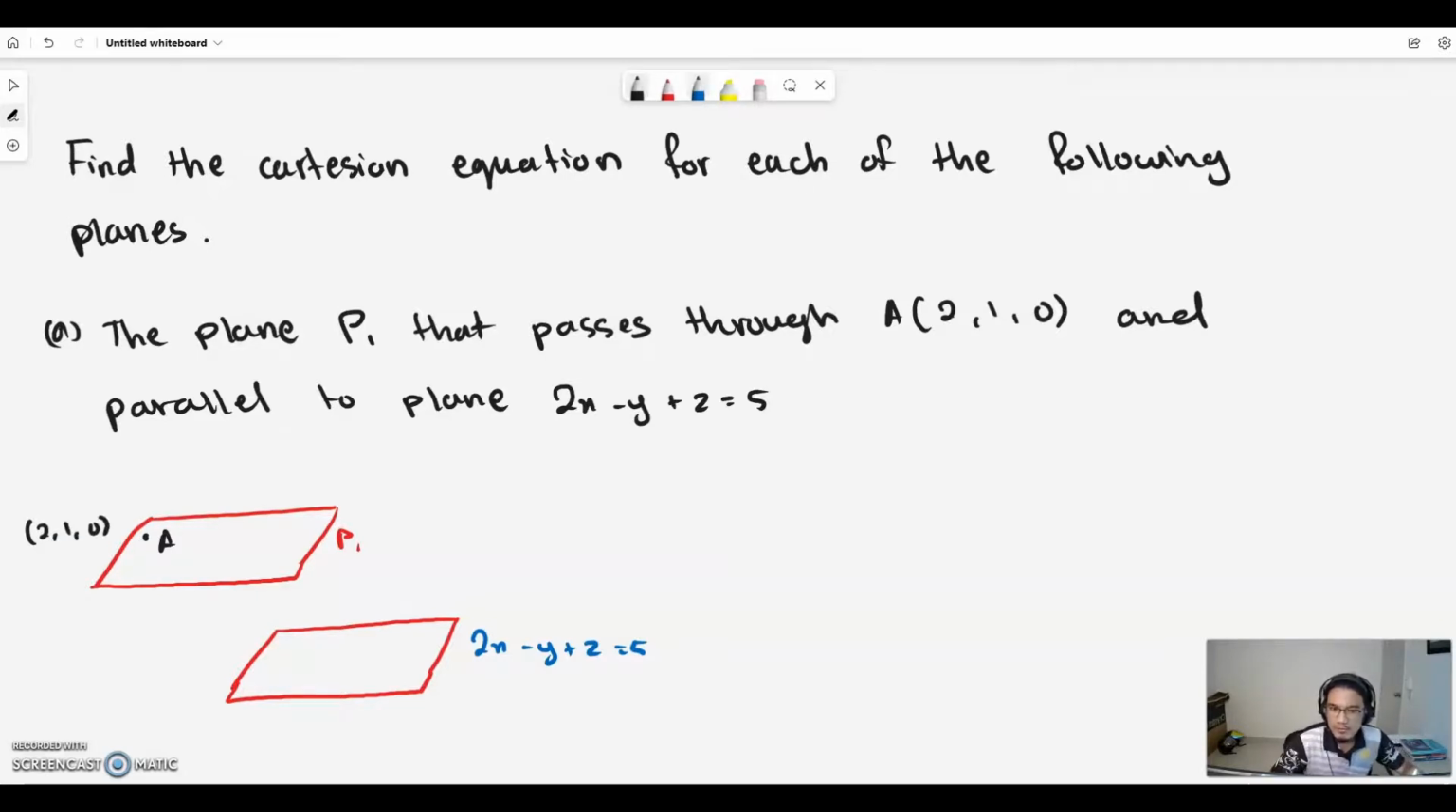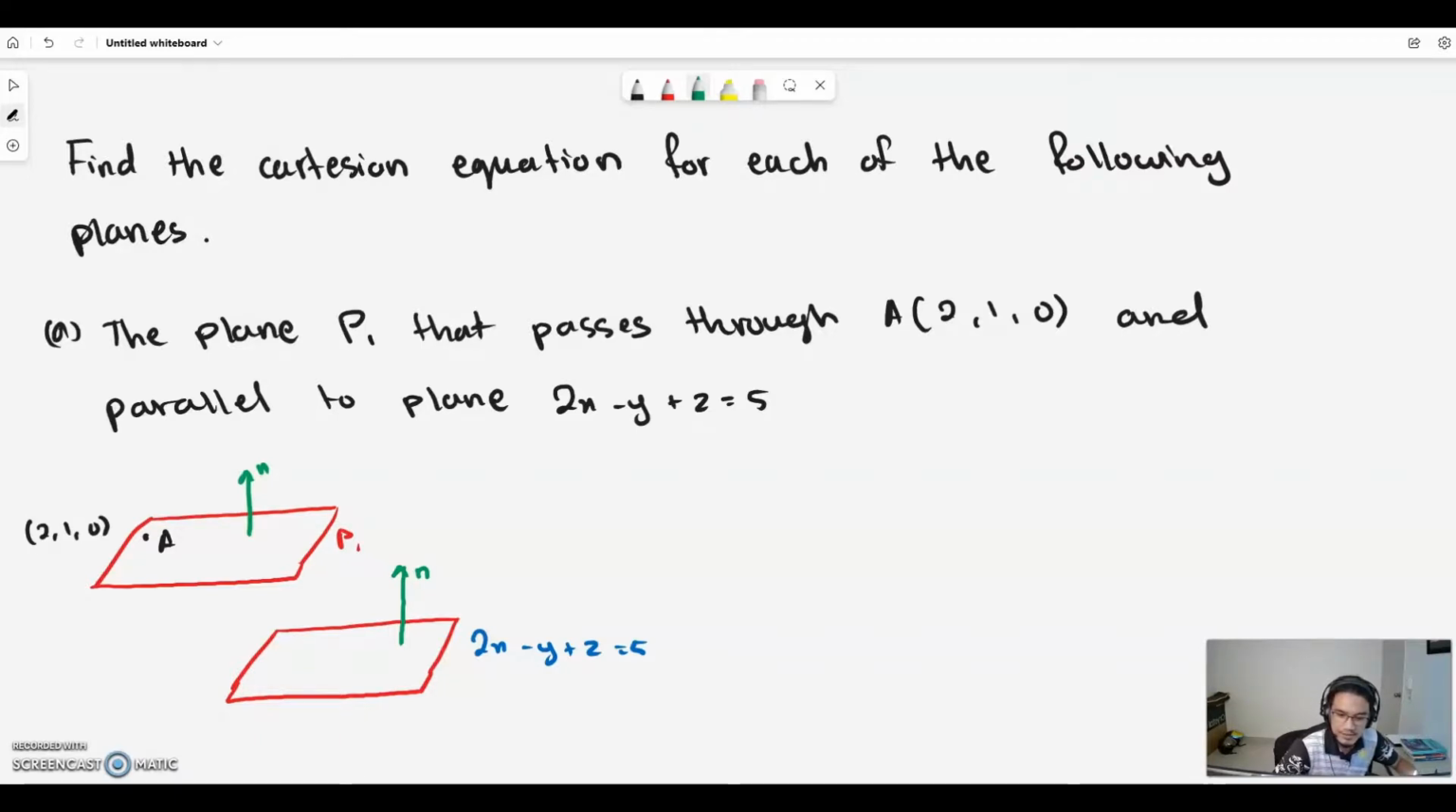So what we need to form the Cartesian equation is the vector n that is perpendicular. This vector n can be determined from the other plane that we have down there, because the question mentioned that the plane is parallel to our plane P1. So that means this plane's vector n must also be parallel to our vector n for P1. So we just need to extract the vector n from the equation given.